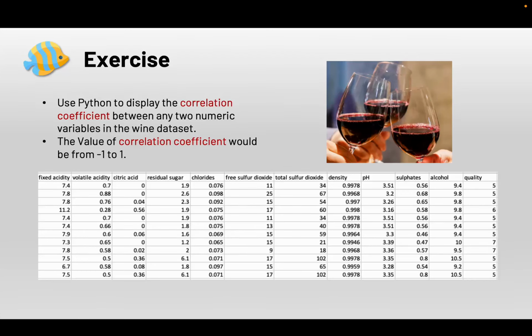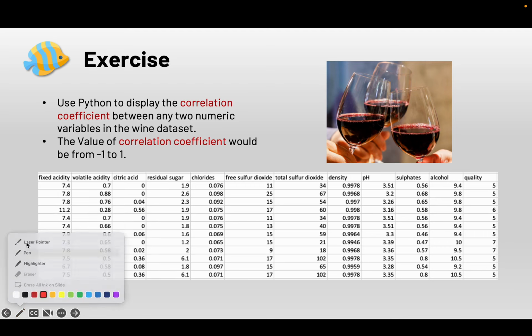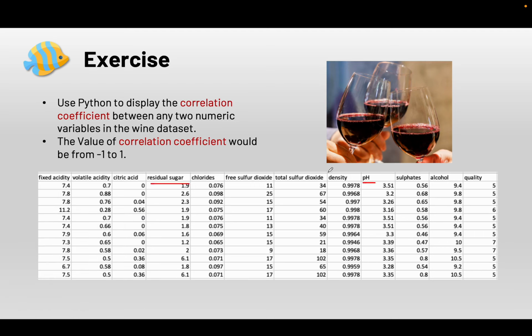In this tutorial video, we are going to learn how to use Python to create a heat map. By creating the heat map, we can display the correlation coefficient between any two numeric variables in a certain dataset. In today's exercise, we choose the wine quality dataset so that you can learn how to create a heat map. We choose this dataset because it contains a lot of numeric variables. So we are going to show the creation of the heat map so that for any two variables, such as residue sugar and pH, we can see how these two variables are correlated.